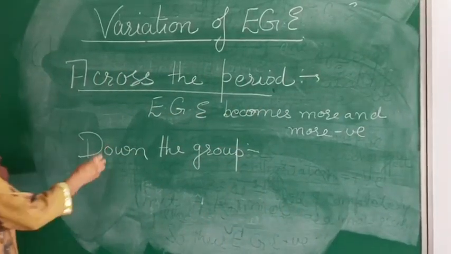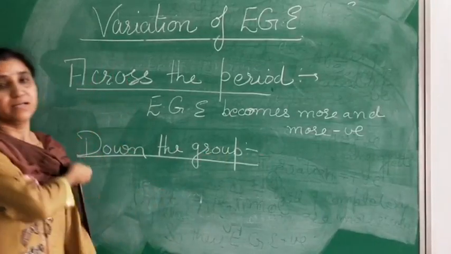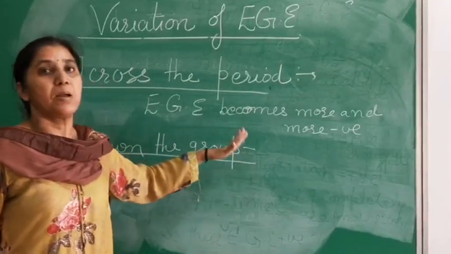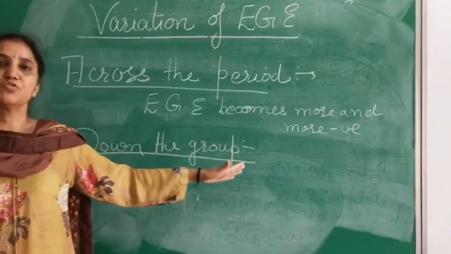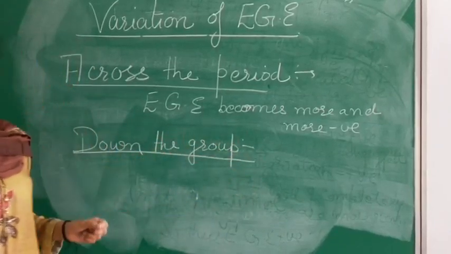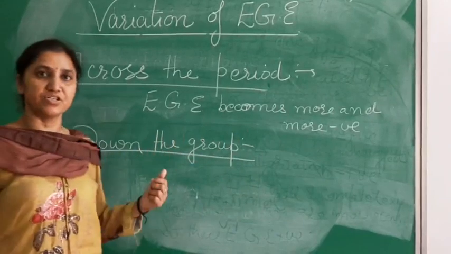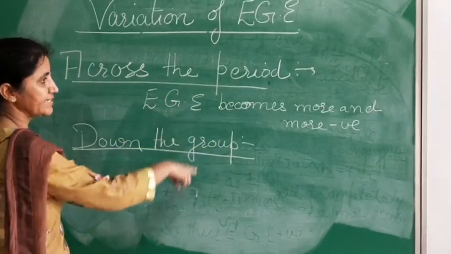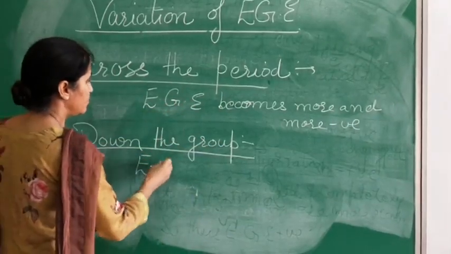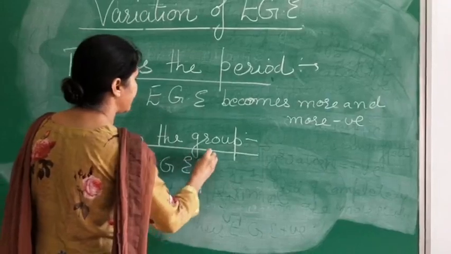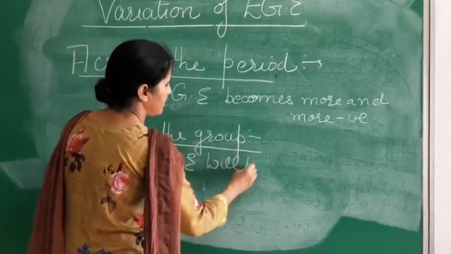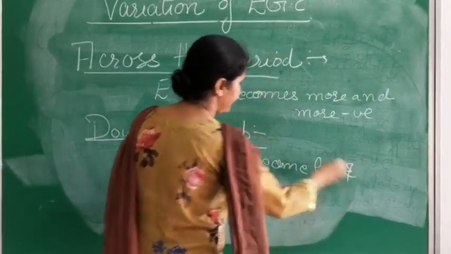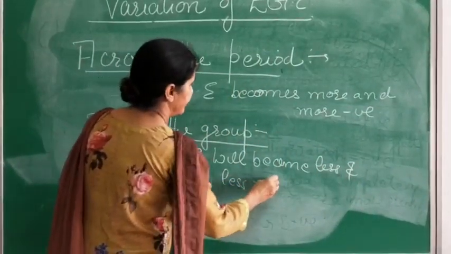Now come to down the group. As we move down the group, the nuclear charge no doubt increases, but the atomic size also increases. Now the incoming electron will feel lesser attraction towards the nucleus and thus electron gain enthalpy becomes less and less negative. So down the group, electron gain enthalpy will become less and less negative.